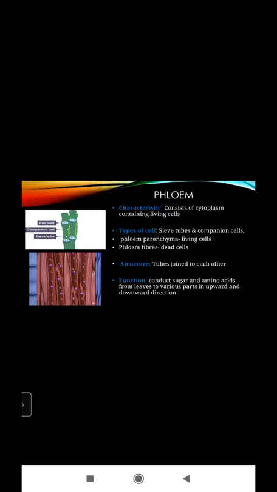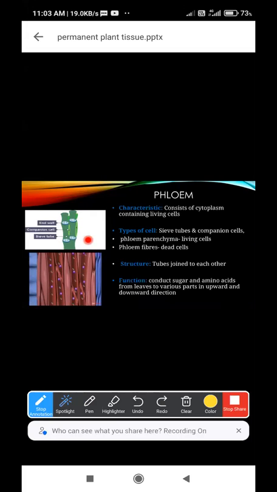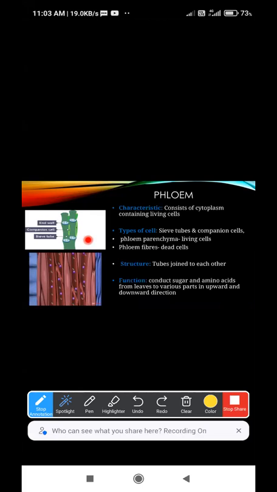The second complex tissue is phloem tissue. It is characterized by cytoplasm containing living cells. There are again four different types of cell types in phloem. They are sieve tube. Now, what is sieve tube? Sieve is a mesh-like structure which you can observe over here. This is known as sieve tube. At both the ends of the tube, there are sieve-like plates. These are known as sieve tubes.